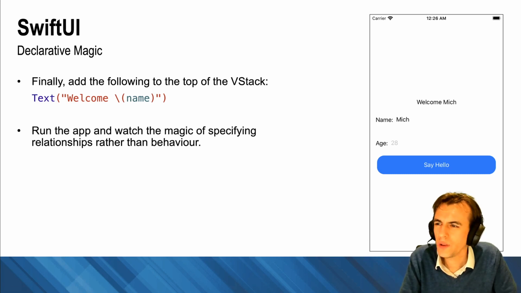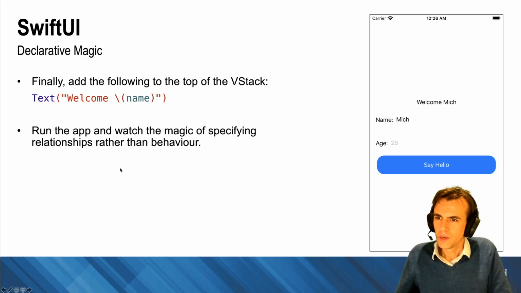And then there's one little piece that I'll show in my demo, which is pretty exciting, which is because of all this binding, you can do something additionally, like add an extra label here and set it so that its welcome is just equal to the name property. And then, well, we'll watch it at the end. We can run the app and watch the magic of specifying relationships.